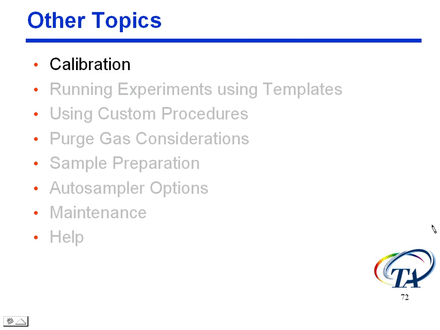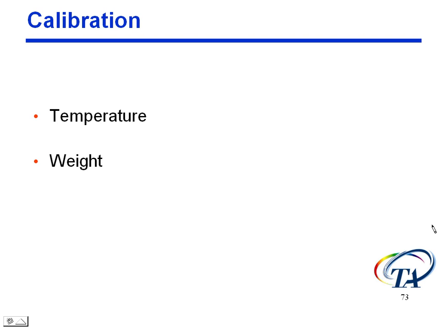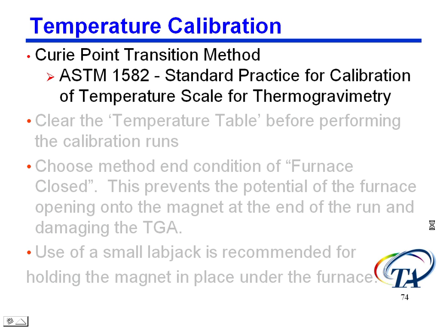There's basically two calibrations that we're going to go through. There is a third, which is the platform calibration. We're not really going to go through that here. That just follows in steps in the software. Temperature calibration. Temperature calibration for TGA is done by using Curie points, and this is controlled by ASTM 1582.